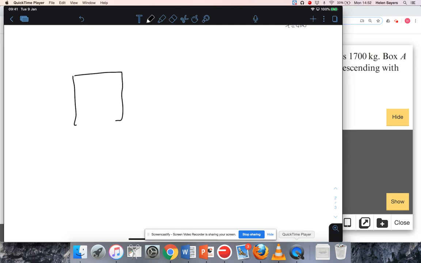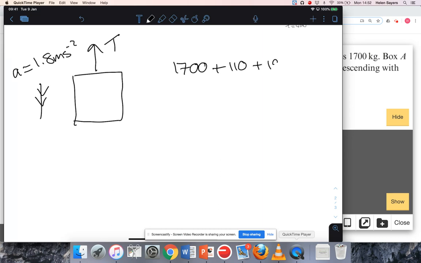So there's the lift, there's the cable, so there's going to be tension in the cable. I know it's accelerating downwards with an acceleration of 1.8 meters a second squared. And then if I do the total mass of the lift and its contents, there's the 1,700 kilogram mass of the lift, there's 110 kilogram mass of block A, and 190 kilogram mass of block B. So altogether, the mass of the lift and its contents is 2,000 kilograms, so the force due to that is going to give us a weight of 2,000 g.